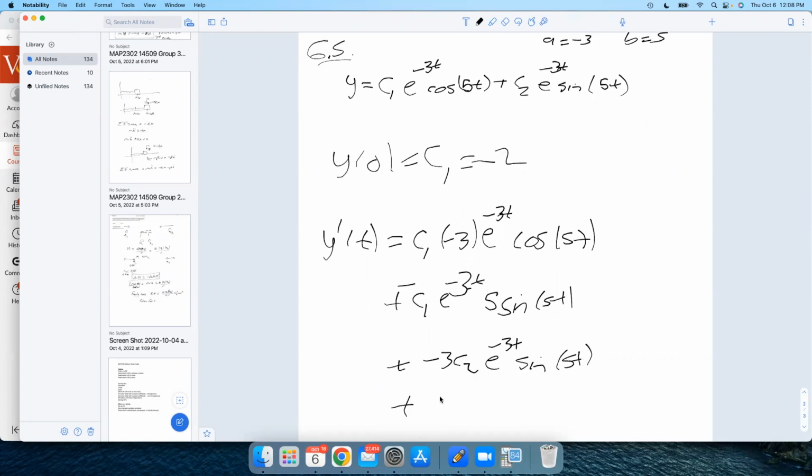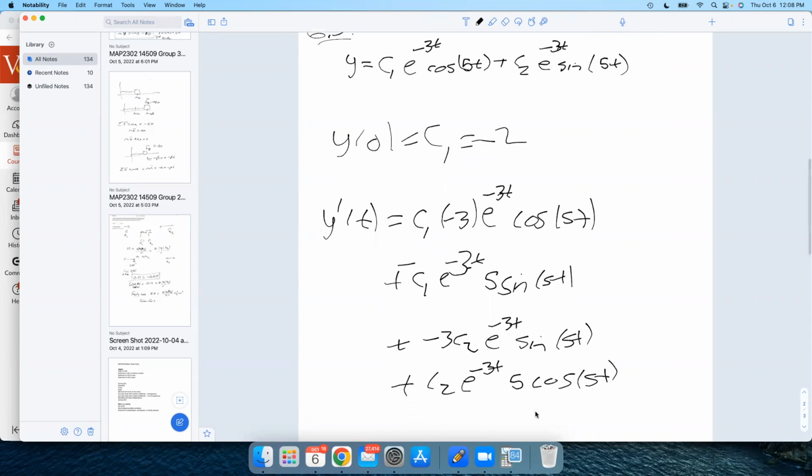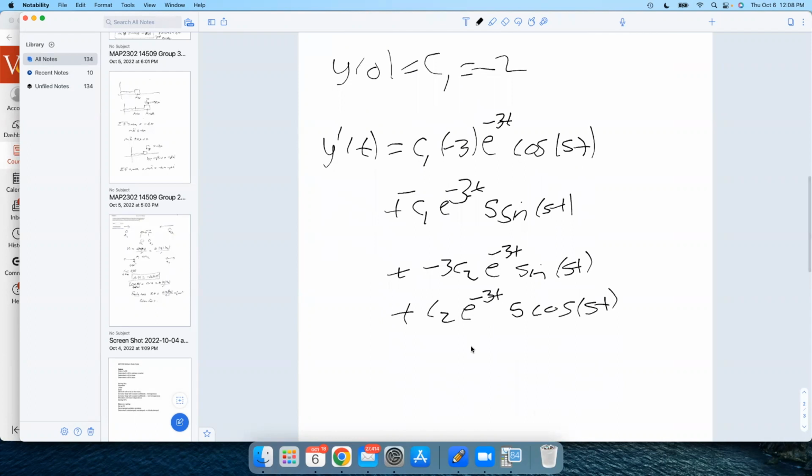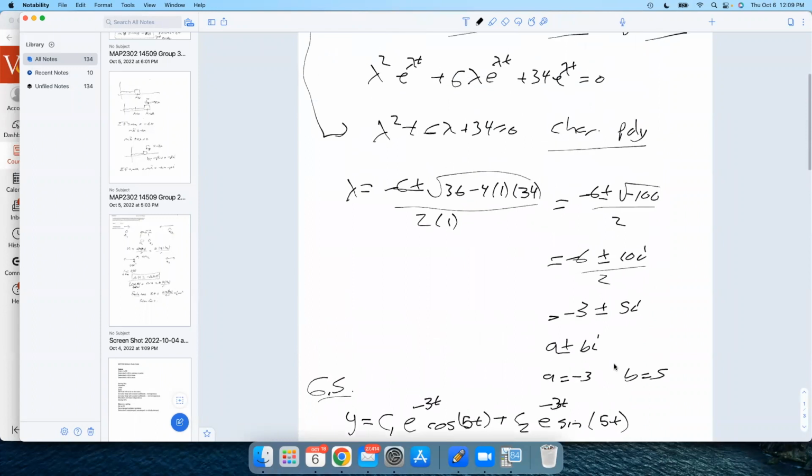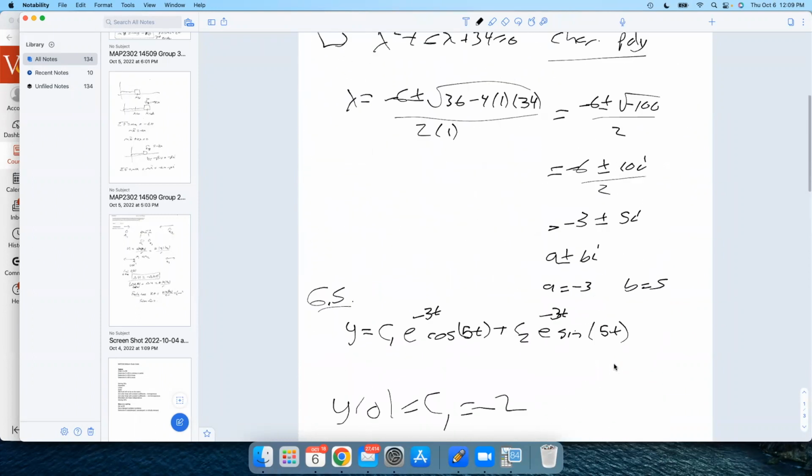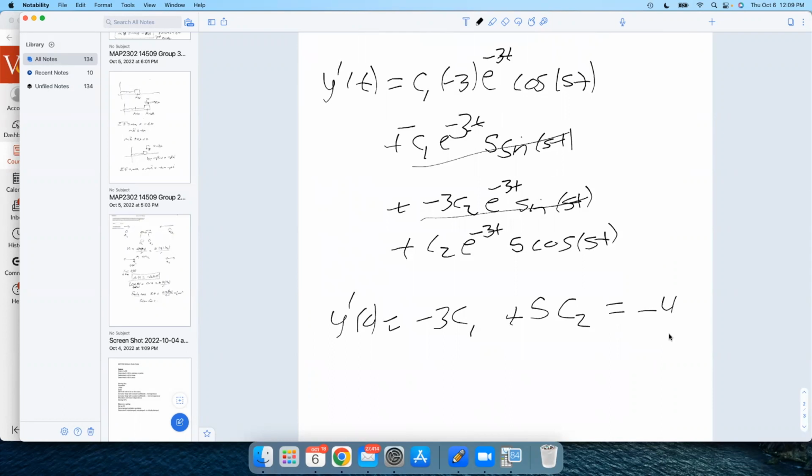plus, leave the first alone, derivative of the second will be 5 cosine of 5t. And then, again, I don't know if you want to watch me go through all the algebra. If you plug all the 0 in here, let's see, all the signs are going to disappear. Cosine just equals 1. E just equals 1. So I think we get negative 3c1 plus 5c2, and that's supposed to equal negative 4. I'm going through this really quickly just to show you the process.